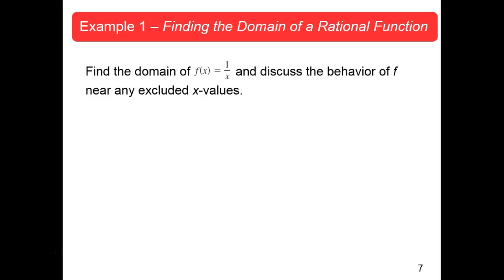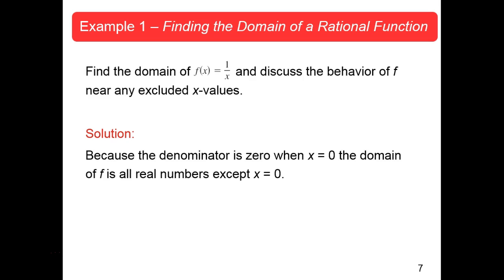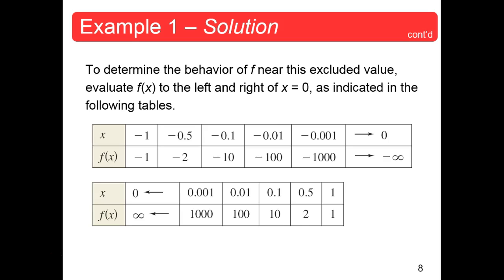The smaller the fraction is, the larger the result is, right? So the closer you get to 0, to that excluded x value, x equals 0, the more you're going to approach infinity, at least in this case. Okay? So let's see how they do it. Because the denominator is 0 when x equals 0, the domain of f is all real numbers except x equals 0, where the denominator makes the whole function undefined. Okay? So you got that part right, very good.